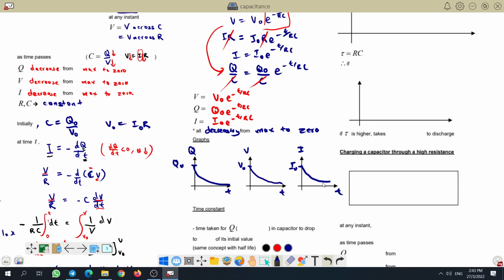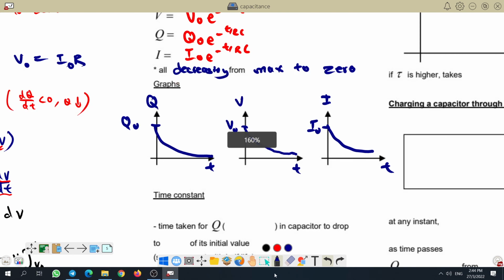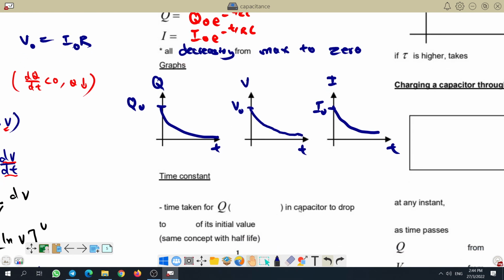Okay, the time constant is something like your half-life. Half-life is constant. As long as it is a negative exponential graph, its half-life is actually constant. But we don't use half-life. Instead, because RC is nicely here, we're going to call that a time constant, tau, equals RC.